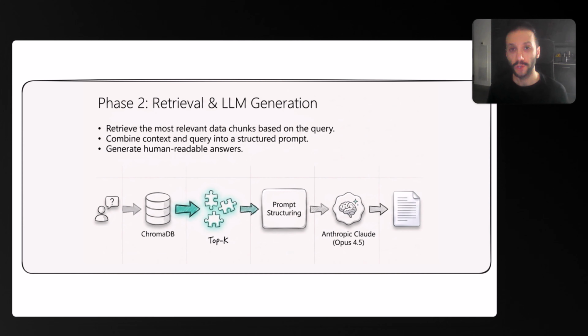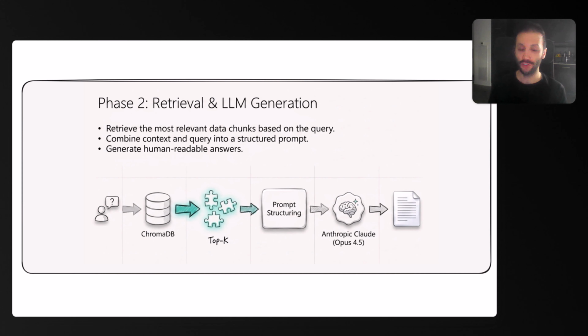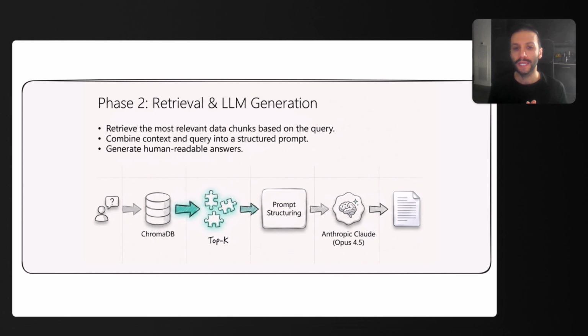Alright, now it's time to go for phase 2. This is the retrieval and LLM generation or augmentation phase. Now we have our data in ChromaDB as a vector data store. Now it's time to select the top K, then have the prompt structure, and then go for the Anthropic Claude up to 4.5 LLM model to extract and augment the data.